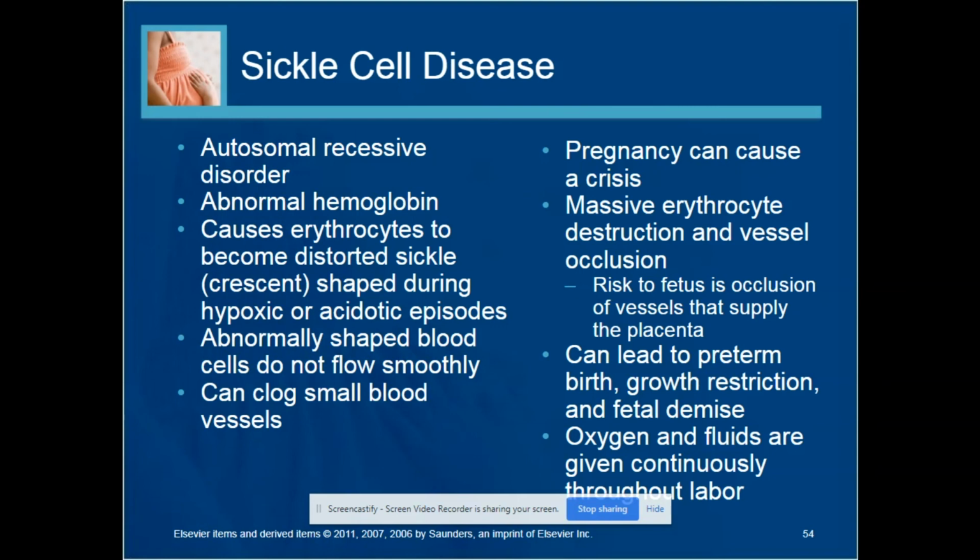Pregnancy can cause a crisis. You know that they have sickle cell crises in this disease process, and pregnancy is a trigger. Massive erythrocyte destruction and vessel cell occlusion can cause risks to the fetus, because occlusion of the vessels that supply the placenta may be affected. This can lead to preterm birth, growth restriction, and fetal demise. That's death of the fetus. Oxygen and fluids are given continuously throughout labor.